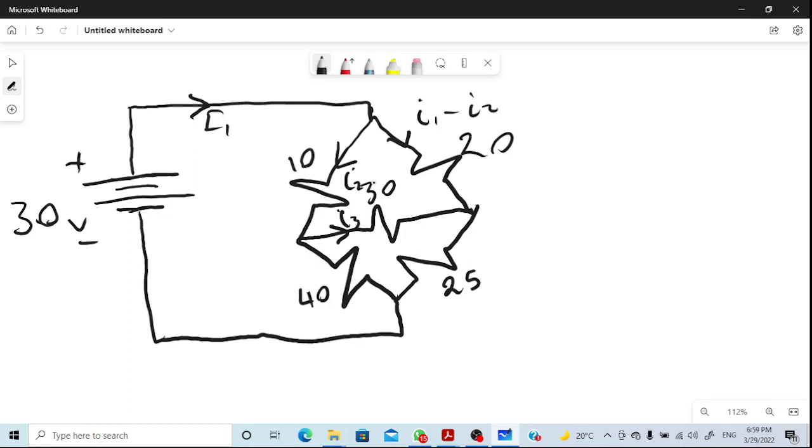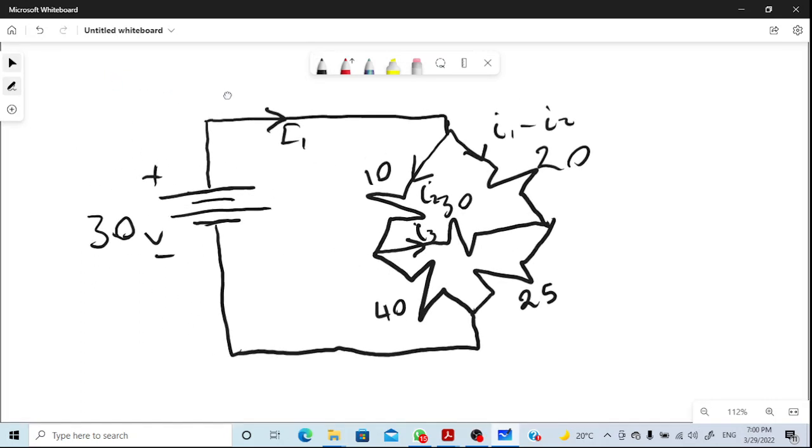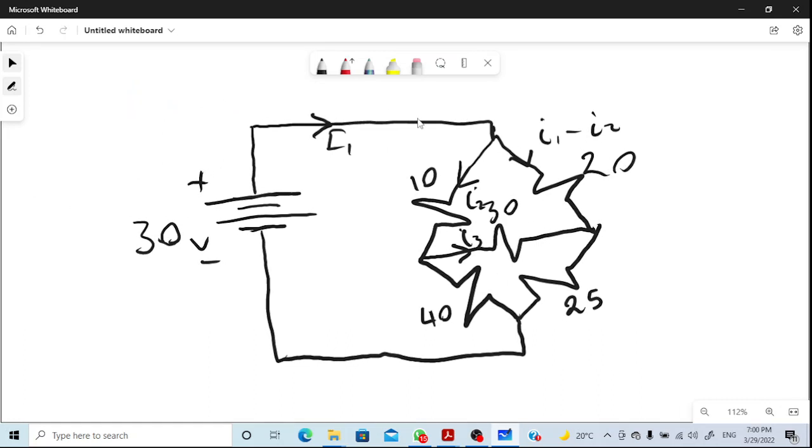Let me shift this a little bit. Then we have another current that goes through this resistor. We have I2, we have I3. So the current that goes through the 40 ohm resistor is I2 minus I3.